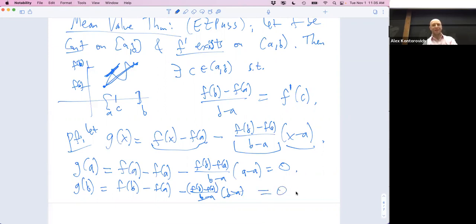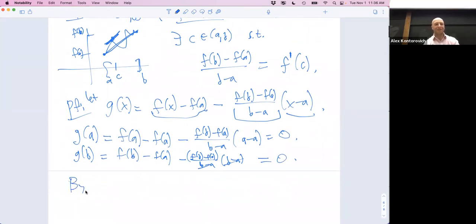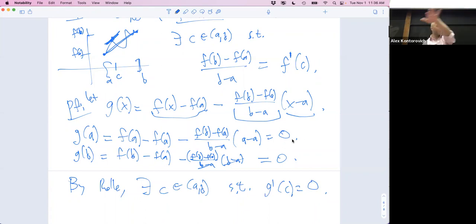0. So whatever this g function is, it starts and ends at 0. f was differentiable. All I did was add a linear term. So g is differentiable and continuous. We can apply Rolle's theorem. It has the same start and end point. By Rolle, there exists some c in the interior, a to b, so that g prime of c is equal to 0, right? g prime of c is the derivative, because g hasn't changed from when we went from a to b. Does everybody see that? But what is g prime of c?